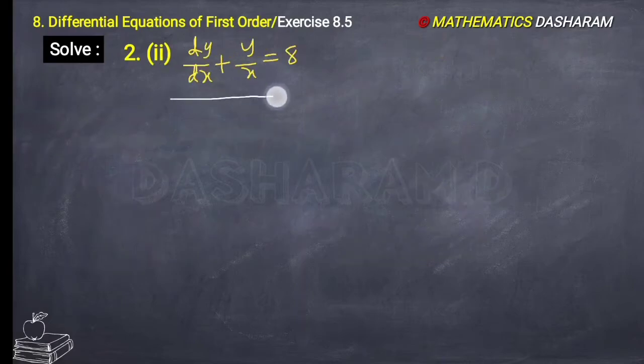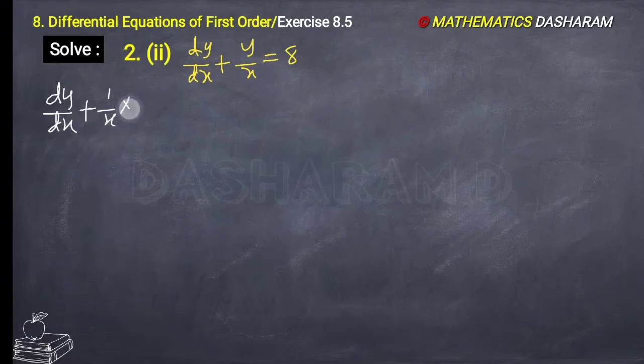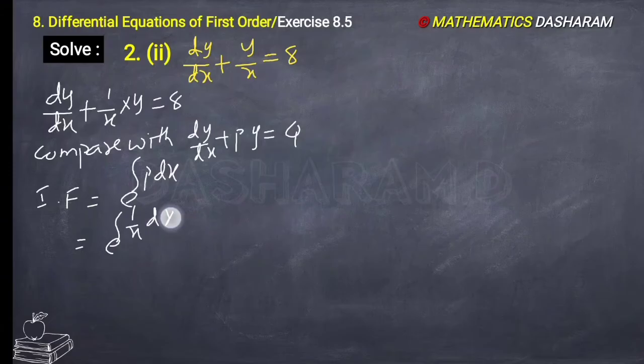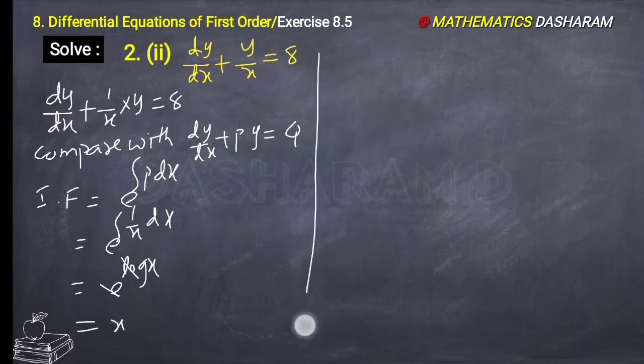Next, second question: dy/dx + y/x = 8. So dy/dx + (1/x)y = 8. Now compare with the standard form. Then find the integrating factor, e to the power of integration of p dx. So e to the power of integration of 1/x dx, so e to the power of log x. The e and log cancel, and x is the integrating factor.